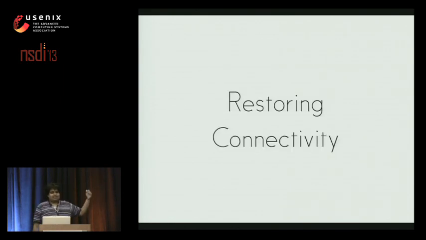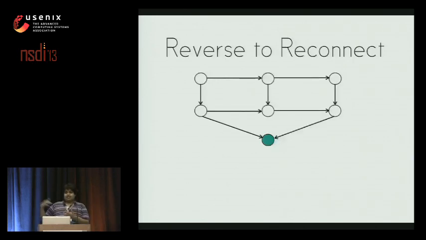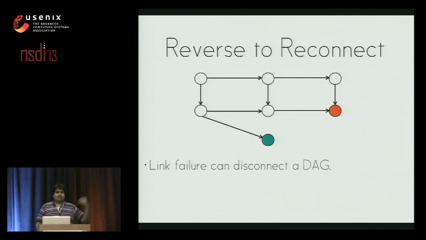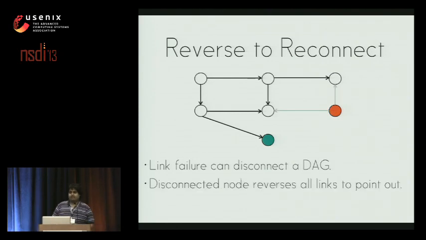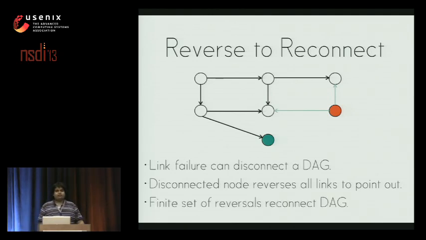So now that we've done this, the next question is how do we restore connectivity when connectivity is in fact lost, even with this redundancy? For instance, in the network that's shown right now, a single link failure can result in disconnection. In this particular case, the orange node has no paths to the destination. So we want to recreate a path for it, and what we do is reverse all the links connecting the orange node to the network. So both links that used to point inwards now point outwards. There's a proof written by Gafni and Bertsekas in '81 that shows that a finite series of such reversals will reconnect the DAG. It will result in a destination-oriented DAG.